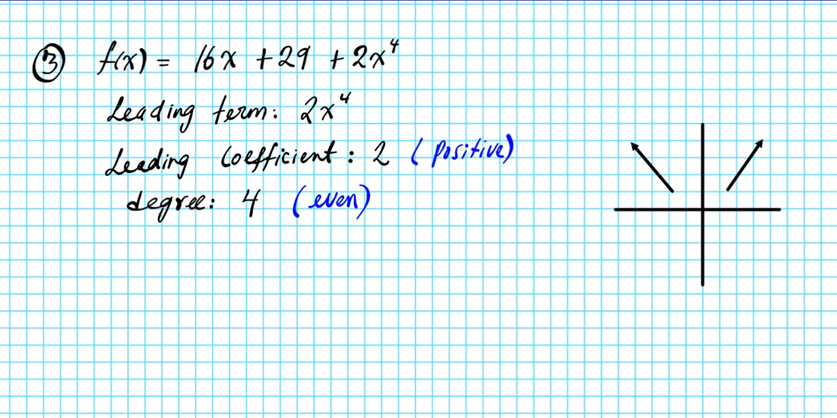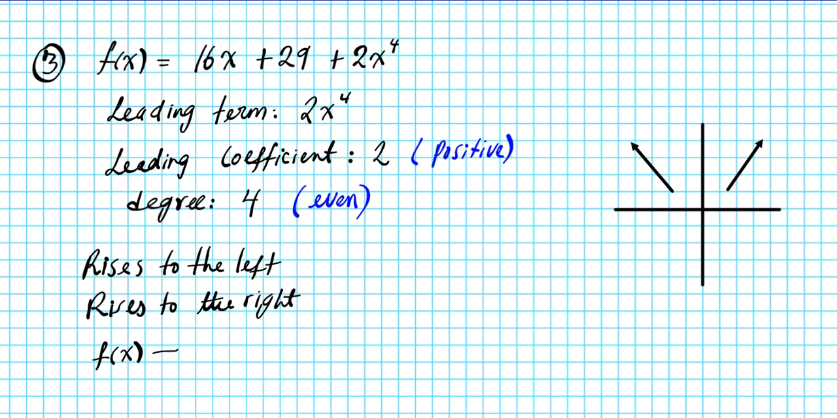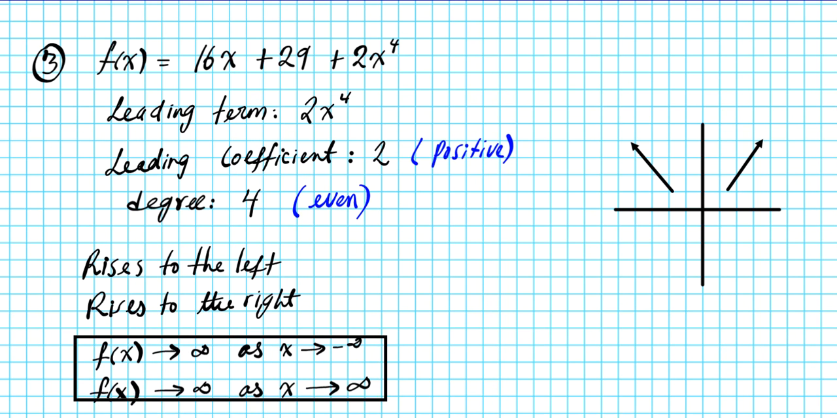Okay, so let's write down the end behavior in verbal form. The polynomial rises to the left, and it rises to the right. Okay, so using the appropriate mathematical notation, f of x rises to the left, which means it goes to infinity as x goes to the left, negative infinity. And f of x rises again, goes up to infinity as x tends to the right, which is infinity. So that's the right and left end behavior of this polynomial function here.